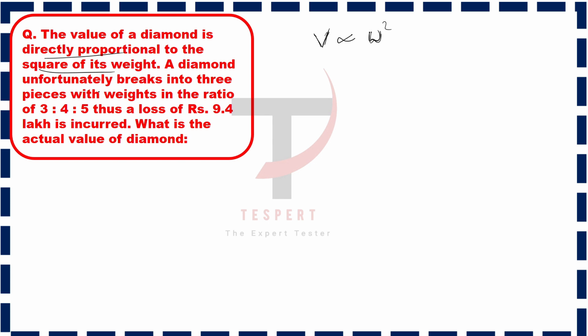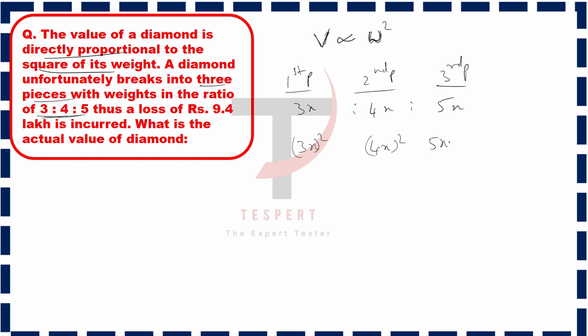And it breaks into 3 pieces. So first piece, second piece, and third piece. What is the ratio given? 3 pieces in 3 is to 4 is to 5 ratio. So 3x, 4x, and 5x. So value is directly proportional to the square of the weight. So just square them: 3x whole square, 4x whole square, and 5x whole square. So this is 9x square, 16x square, and 25x square. So what is the total value? The total value is 50x square is the final value.